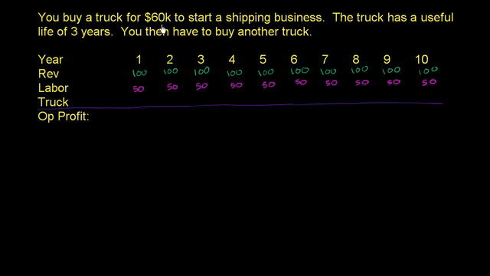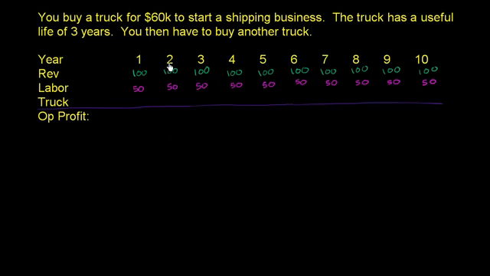You buy a truck for $60,000 to start a shipping business. The truck has a useful life of 3 years. You then have to buy another truck. So what I've done here is I've drawn a series of income statements for our shipping business.